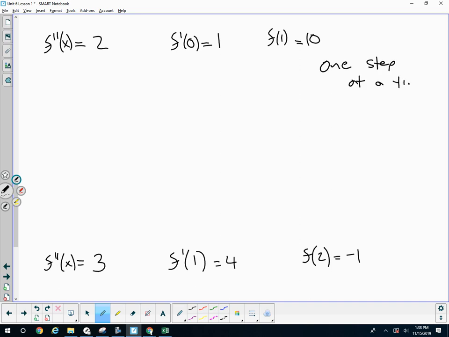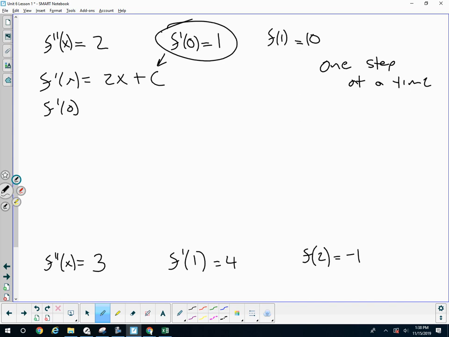You will have a c in f prime. The antiderivative of 2 is 2x plus c. Don't forget your plus c's, even when you go from f double prime to f prime. Find that c using f prime of 0 as 1. That is a particular f prime. Now go from f prime to f.